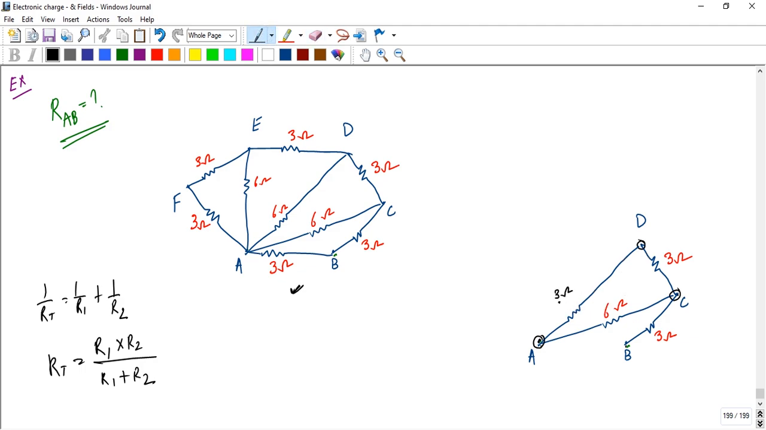So this 3 and this 3 are in series because D is not a junction point here, so it is just a connection. 3 plus 3 is 6. So remove these two, and put 6 here. 6 and 6 are in parallel, so you get 3.